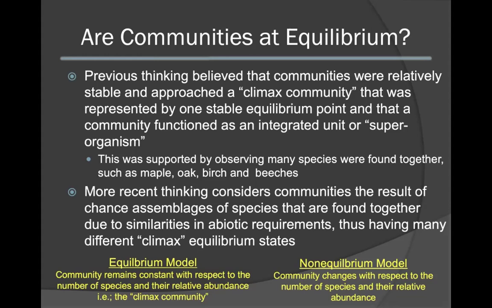This has led to the development of two models, the equilibrium model and non-equilibrium model. In the equilibrium model of studying communities, the community is believed to remain constant with respect to the number of species and their relative abundance, thus achieving or representing the climax community. The non-equilibrium model is a more recent way of thinking. This states that the community can change with respect to the number of species and their relative abundance.